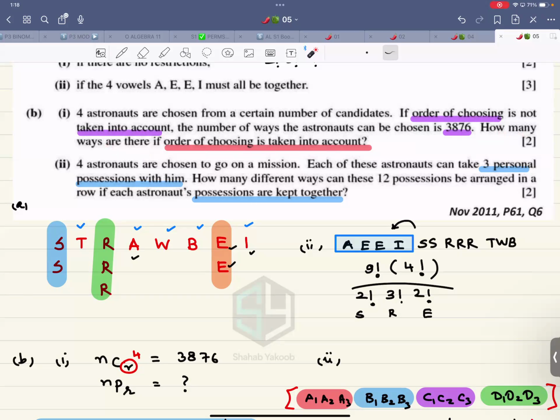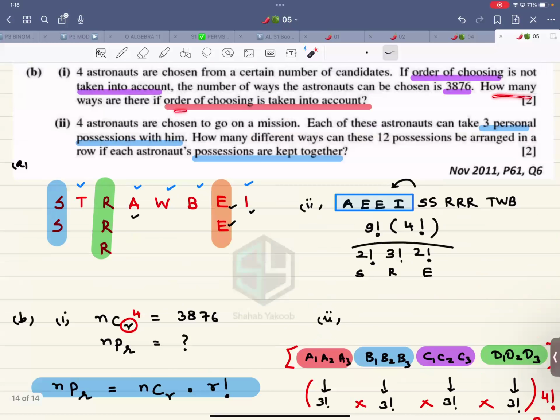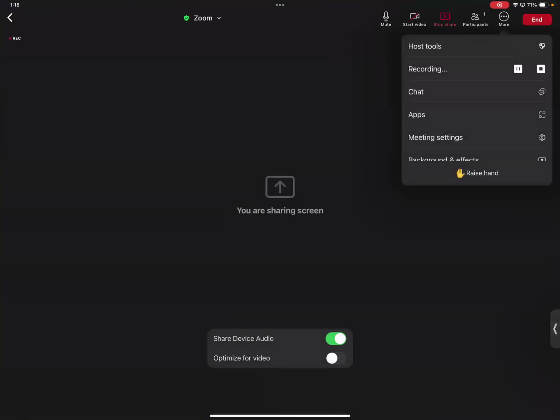For a particular value, they have given us nCr. They're asking for nPr. And how many astronauts are we talking about? 4. So now we have to use this rule: nPr is nCr into r factorial. So the value of nCr is given. We don't know what n is. 4 factorial is 24. Whatever the answer is, that's the value of nP4. They are not asking us n. They're asking the value of nP4 if the order of choosing is taken into account. It becomes permutation. If order of selection is not taken into account, that is combination. Let me just check. I think that the recording is on.